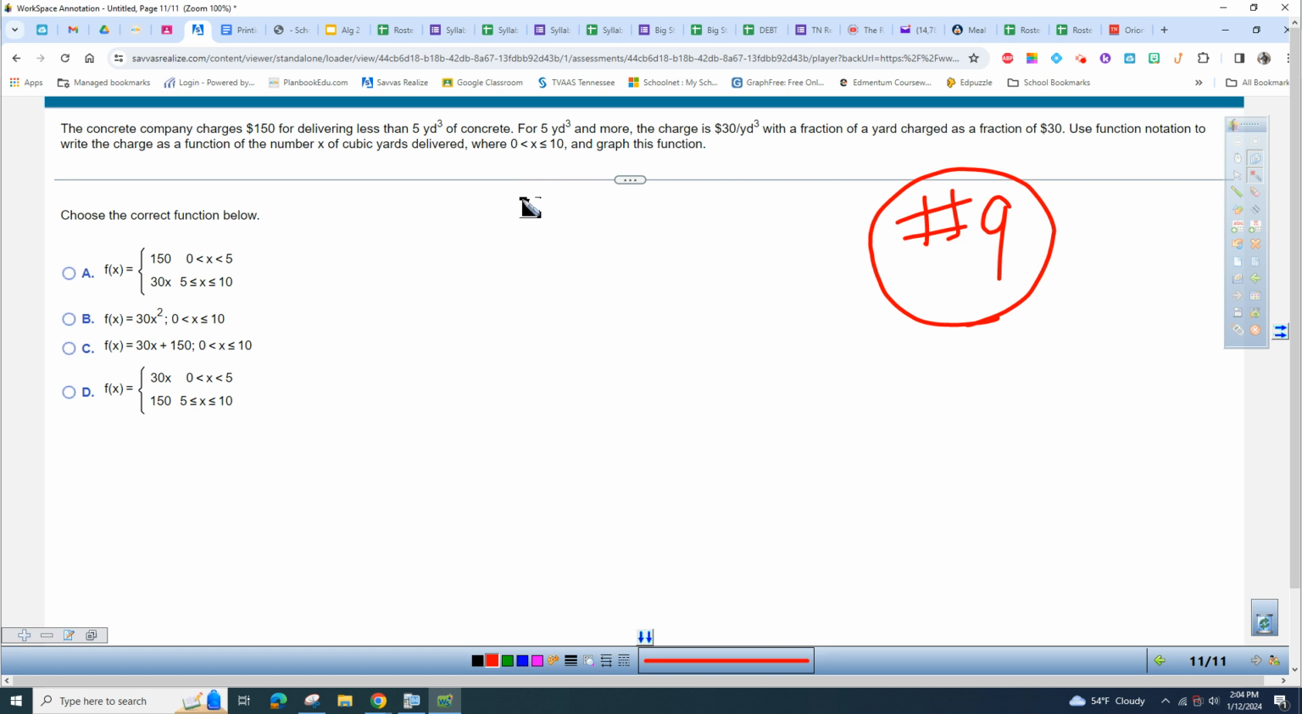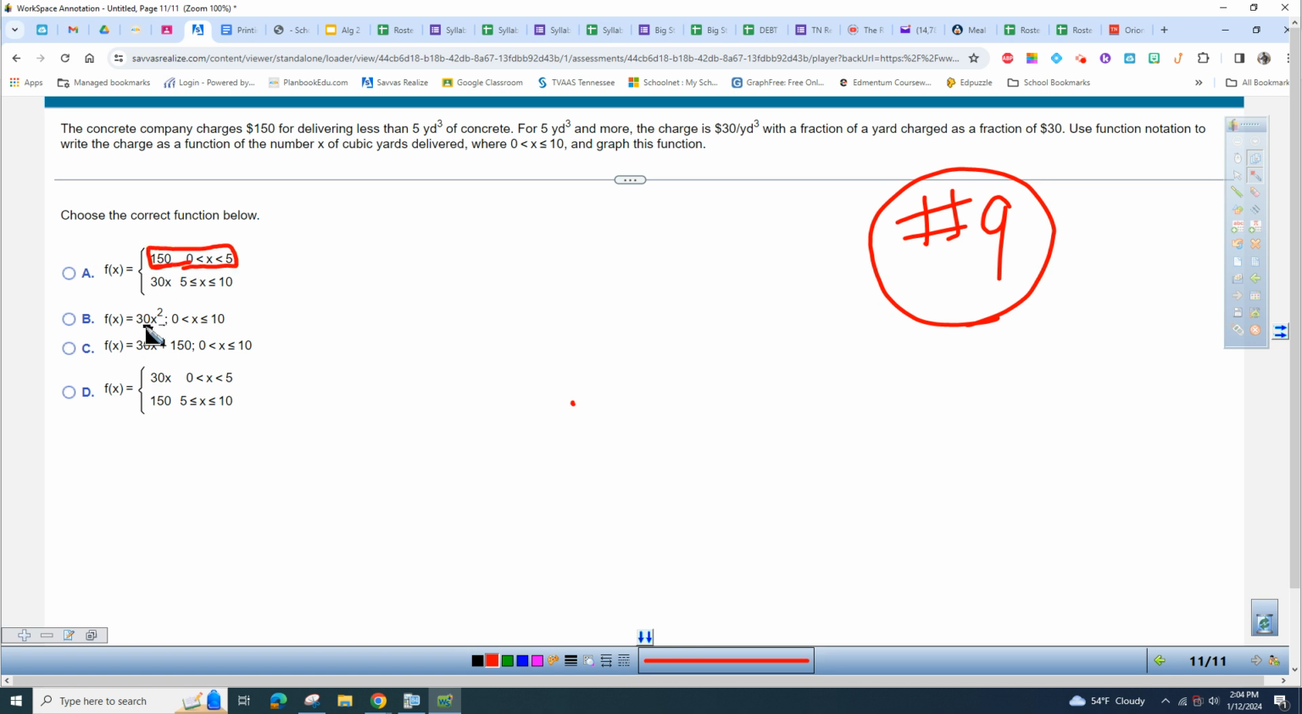Subtle differences, but in the reality of the real world situation, that's how that would work. All right, so let's get back over here. We're going to say, anything less than 5 cubic yards, we're going to charge $150. Is there any formula that goes with that? No. And so what I'm seeing here is for 150 from 0 to 5, that seems to make sense.